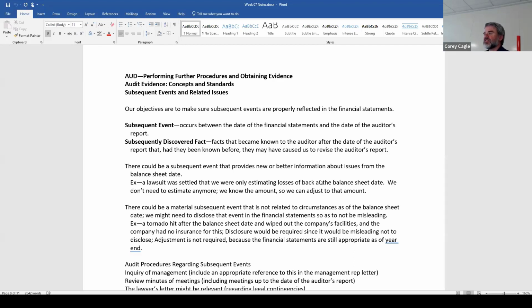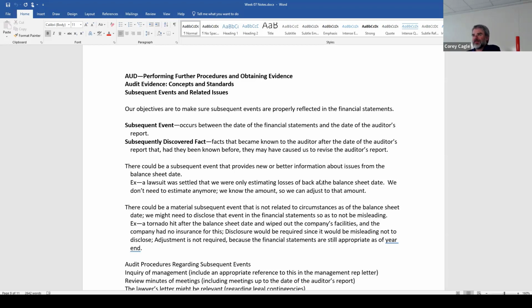We may have had a contingent liability as of the balance sheet date that resolved itself. Now we have better information, we don't have to estimate that number anymore, right? So we know the amount, we can go back and adjust that amount to what reality was. It's no longer contingent. There's no longer estimations to be made, right? So that's good, it's good, new, better information. We'll go back and fix it because we know, and that could be for anything we're estimating, like receivables that may have become uncollectible, that kind of thing.